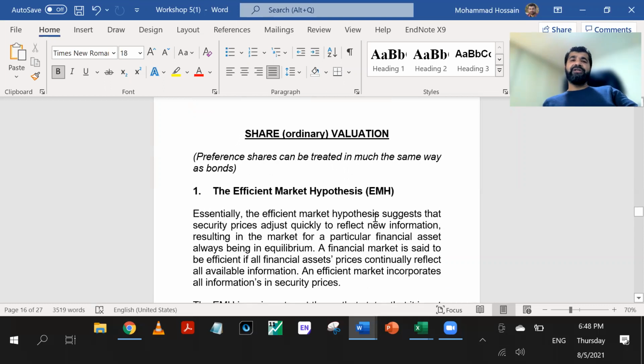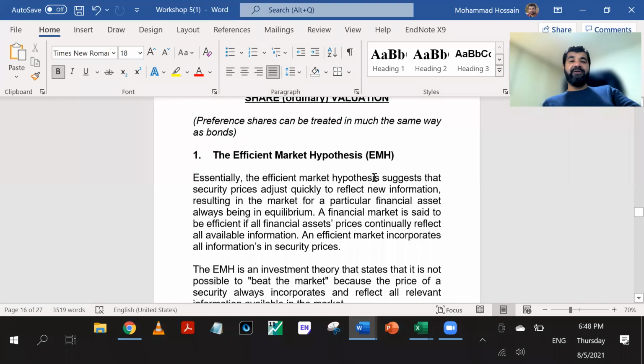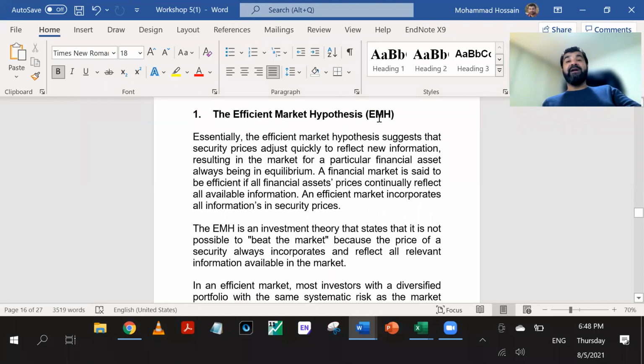Now let's talk about share valuation techniques. In a bond, what we are doing is just the annuities plus the present value of the par value. That's all. Now, share valuation. A preference share can be treated much the same way as a bond. What is the efficient market hypothesis? It is very important to understand this.